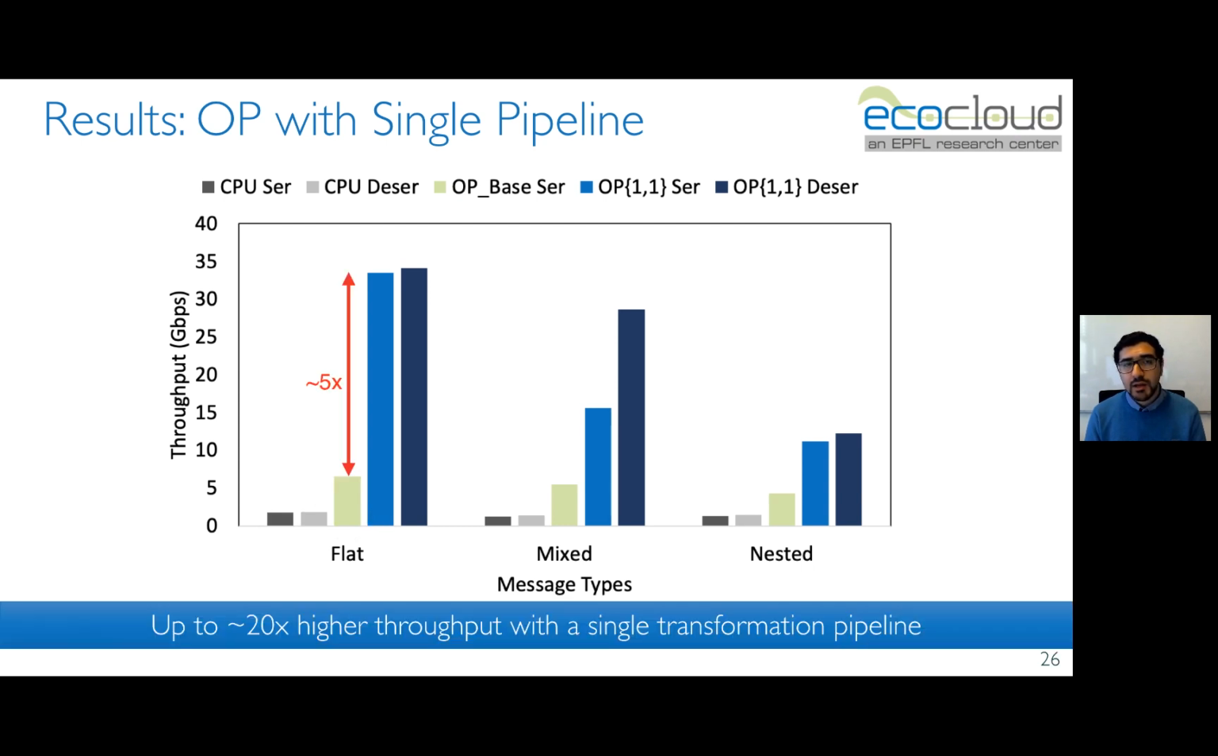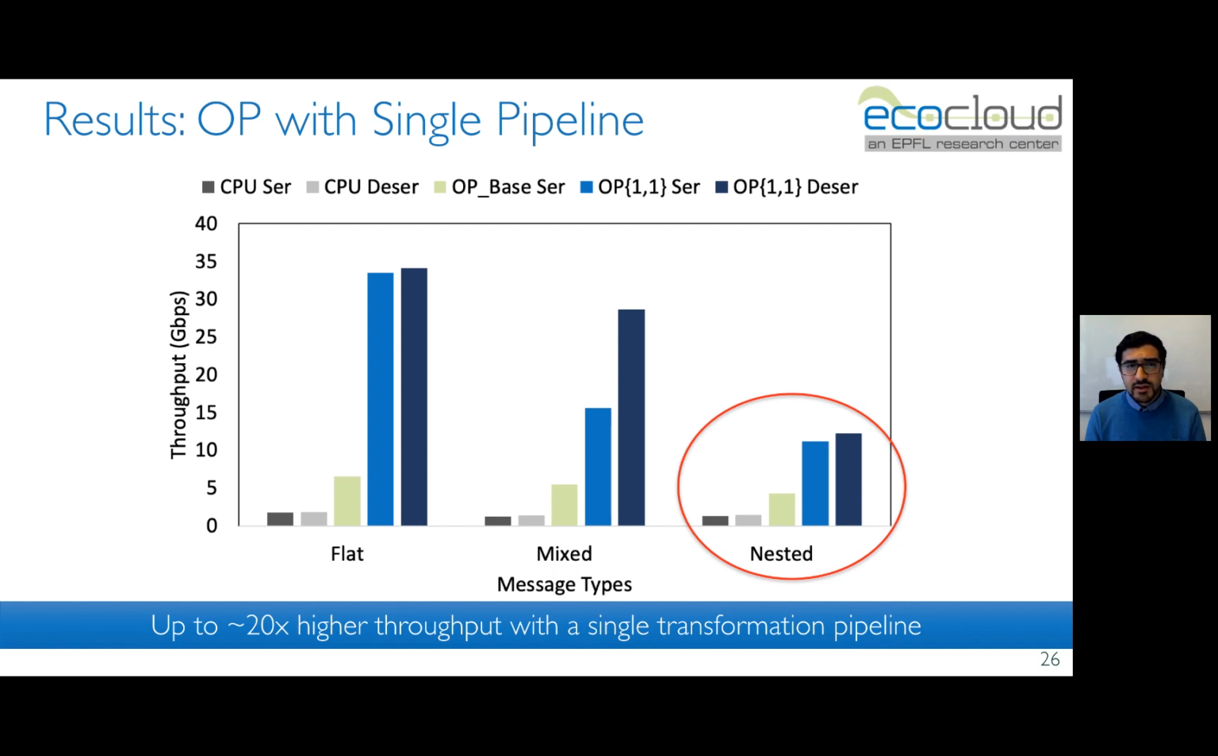But when pipelining and prefetching are enabled, we see another 3 to 5x improvement, which adds up to around 20 times higher throughput with just a single transformation pipeline. This is mainly due to the schema, which exposes these addresses to hardware, enabling us to cut the average read latency by more than 3x.